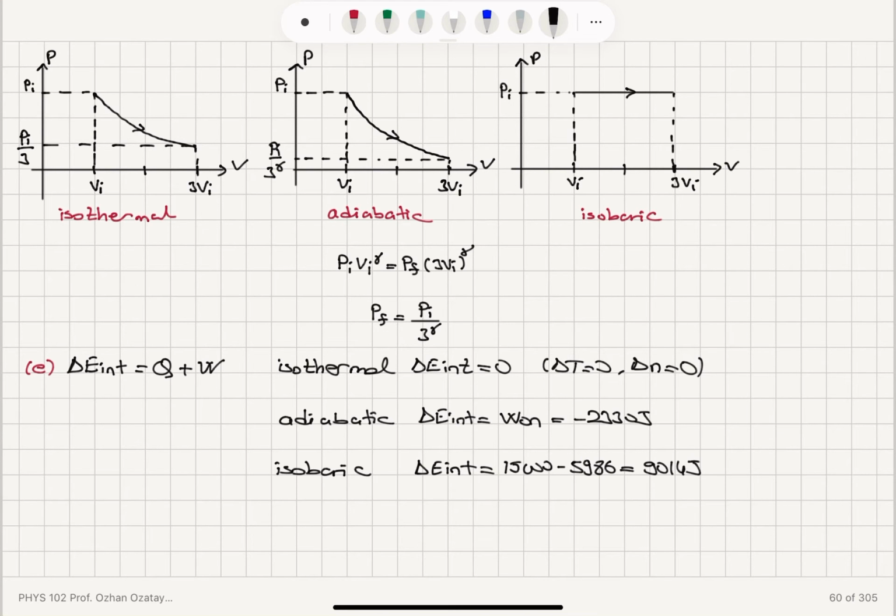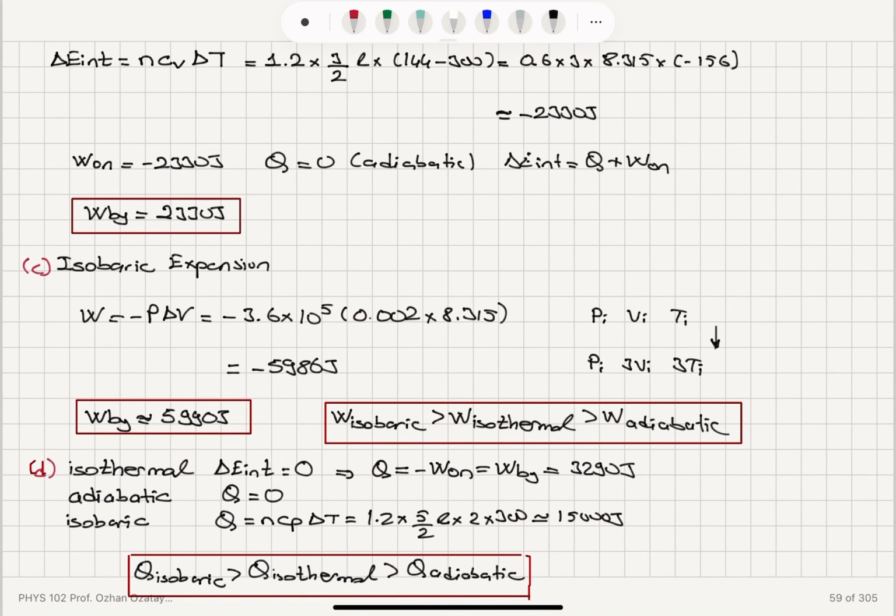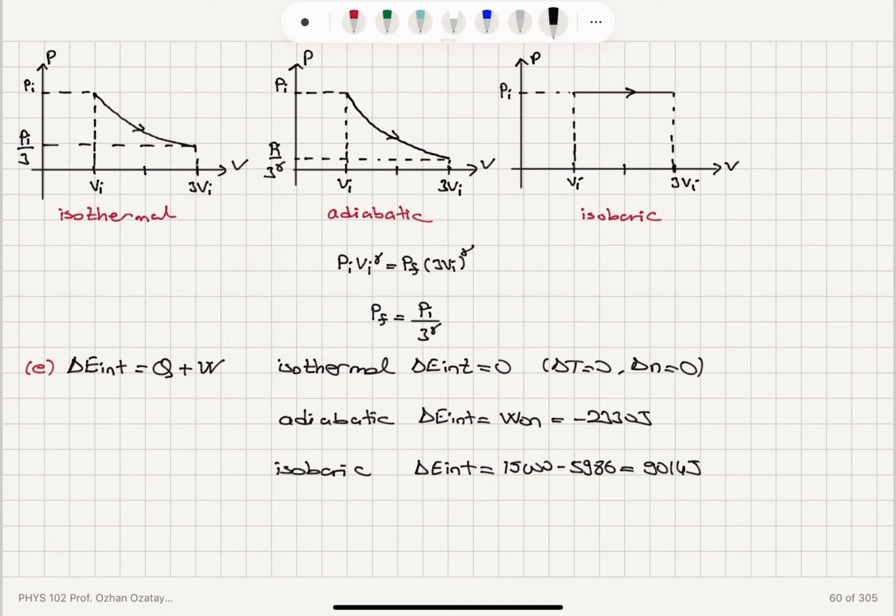9,014 joules. So what I want to compare in part E is the absolute value of internal energy change. Okay, so if you look at the numbers, the absolute value of internal energy change is greatest for the isobaric process, and then follows the adiabatic one, and the least internal energy change, which is 0, is the one of the isothermal process.